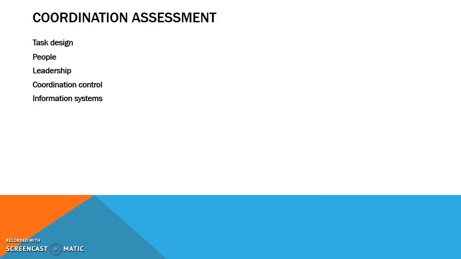Coordination control helps determine how rules and procedures will be put in place to determine how the work will be done and how well the people will follow the rules for the work to be done. Information systems is how the data is processed among one another and the use of technology.